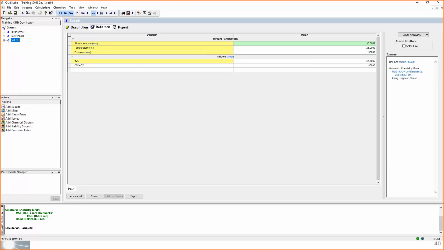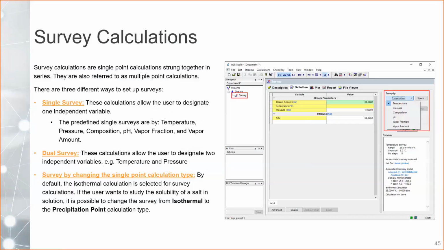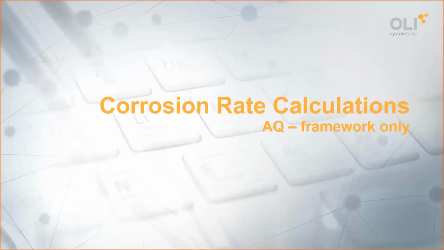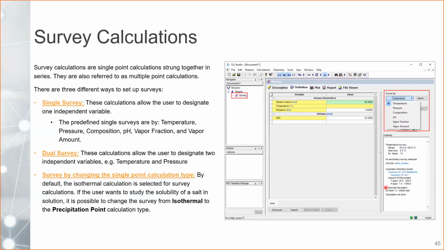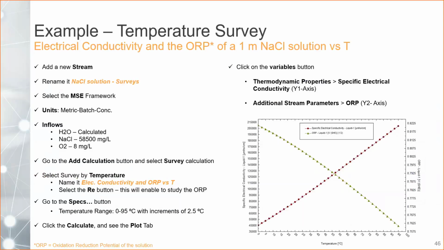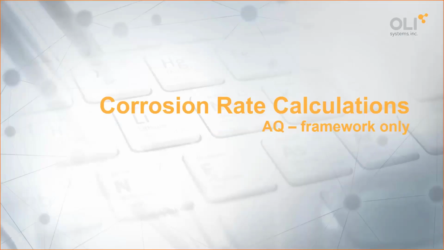Okay, so that was a set pH. And now what we are going to do is to learn how to set up an actual corrosion rate calculation. Next class, I will cover the survey calculations, which are also very, very important for our corrosion calculations. But let's start with some basics of how to set up the corrosion rate calculation.